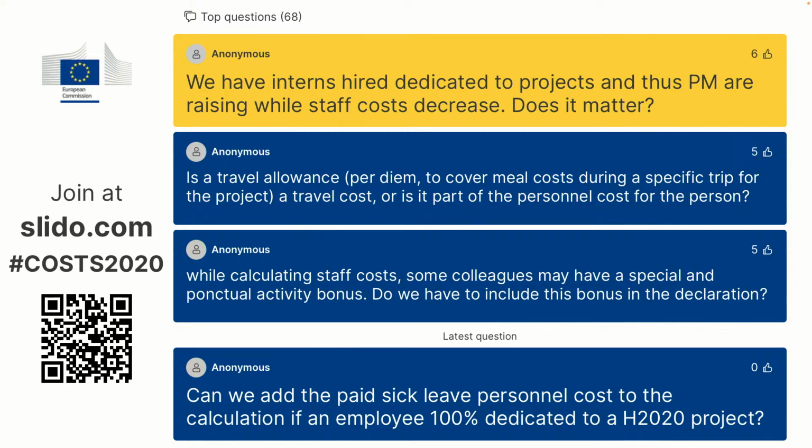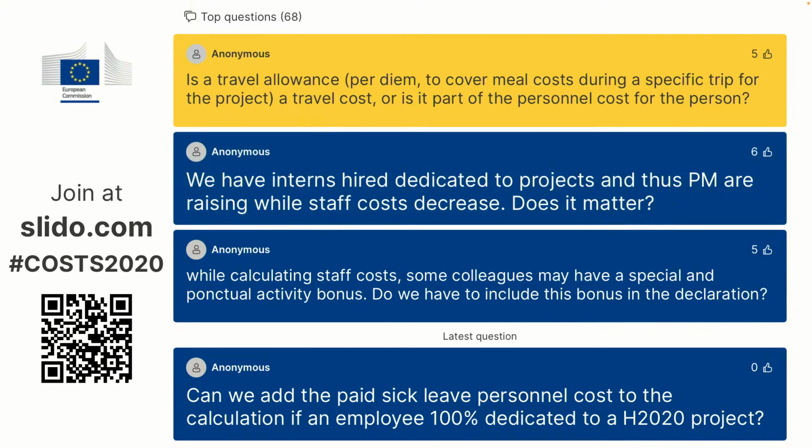Next one. While calculating staff costs, some colleagues may have a special and punctual activity bonus. Do we have to include this bonus in the declaration? I'm afraid now it becomes a bit more tricky. Yes, there is no answer to the question as it is, because bonus is one of the most complex things that we have regarding the eligibility of personnel costs.